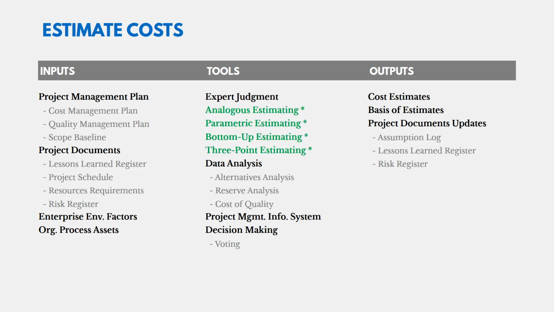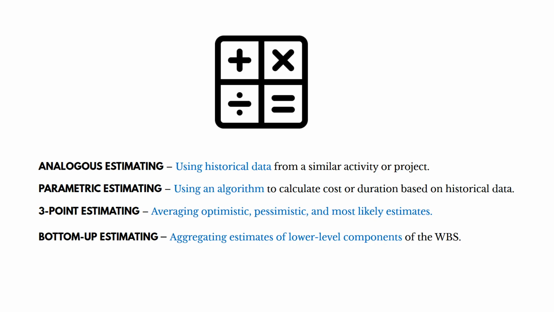Now when it gets to the tools section, let's focus in on those 4 key estimating techniques. Here they are. Analogous estimating is using historical data from a similar activity or project, using some comparison, some analogy. And then parametric estimating is using an algorithm to calculate cost or duration based on historical data.